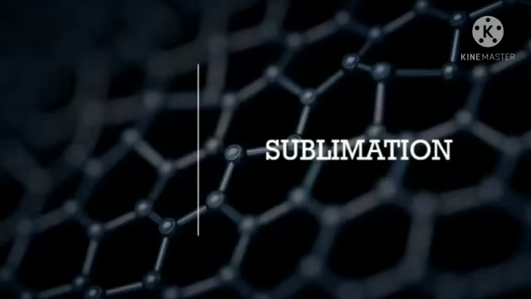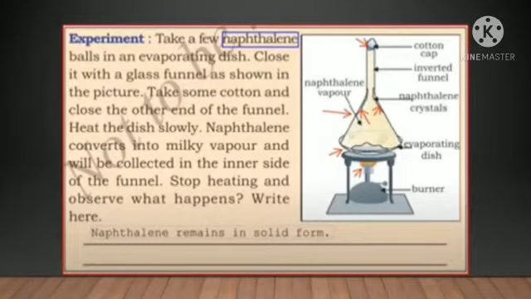Next is sublimation. What is sublimation? There is one experiment to understand what sublimation is on page number 147. Take a few naphthalene balls in an evaporating dish. Close it with a glass funnel as shown in the picture. In the picture, you have to just keep it on a glass and close it with a glass funnel from the top. Take some cotton and close the other end of the funnel. The other end of the funnel will be open, so you just have to close it.